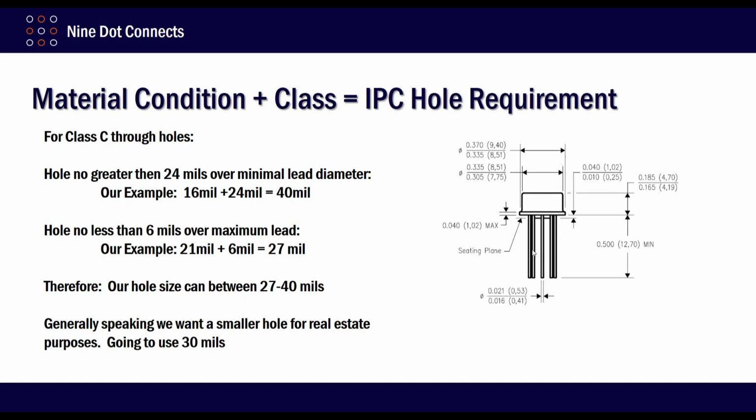If we go anything larger, this pin may be floating around. When we go through the wave solder, it may not stick because there's just too much air gap between the pin and the hole. And on the contrary side, obviously the maximum material condition, we've got to make sure that pin will even go through the hole. So you take 6 mils over the maximum lead. It was 21 mils, we add another 6 to it, and then we get 27 mils. So this is the range that we get to work in.